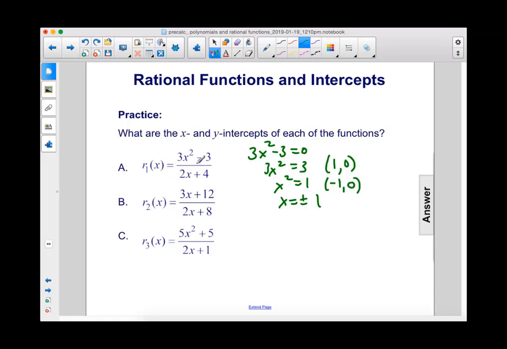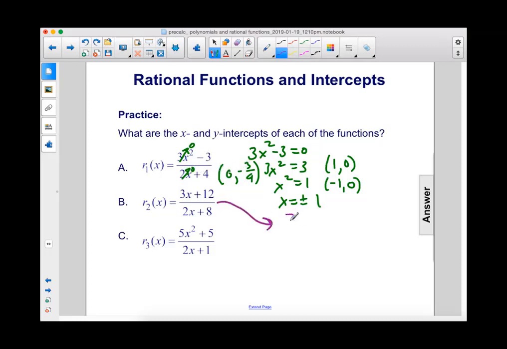For the y-intercept, that's when we plug 0 in for x. So that's 0 and that's 0. Therefore, the y-intercept will be negative 3 over 4. So we'll have a point at (0, negative 3 over 4). You always have to test these x-intercepts, by the way, because if that x value also makes the denominator 0, that means that it's undefined at that point. There will not be an x-intercept.